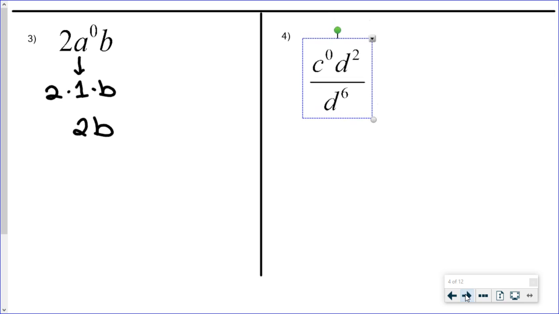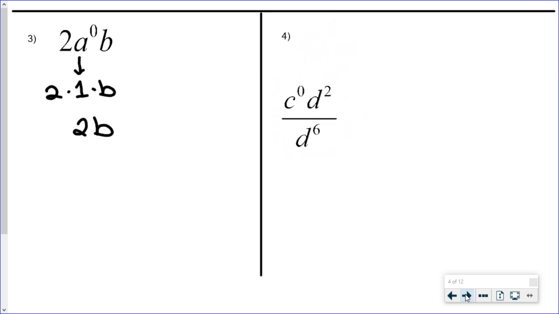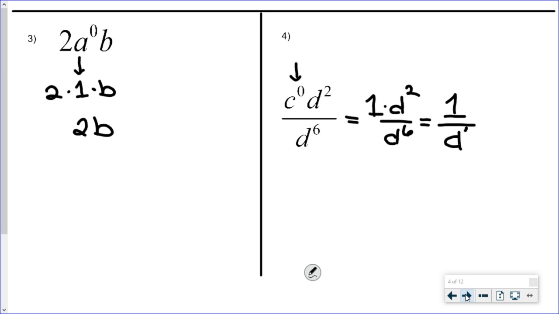Now, I'm moving this down just to make it a little easier. This is the only part that's 1. So that's 1d squared over d to the 6th. Okay, that 1 isn't really needed. You can write it down. Where's the bigger exponent? And subtract them from the other one.